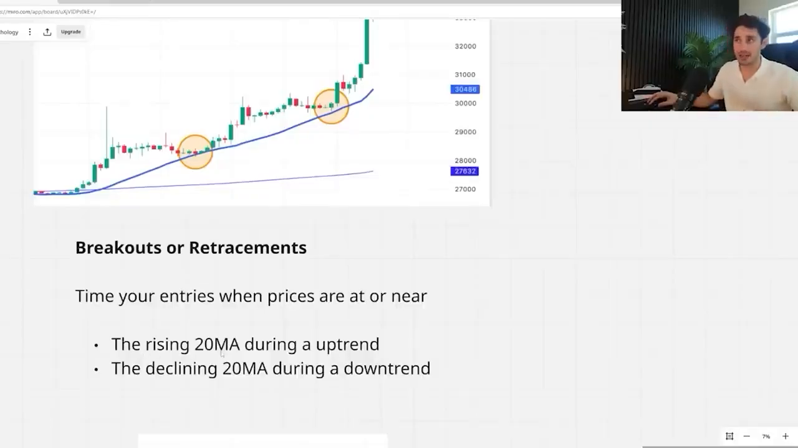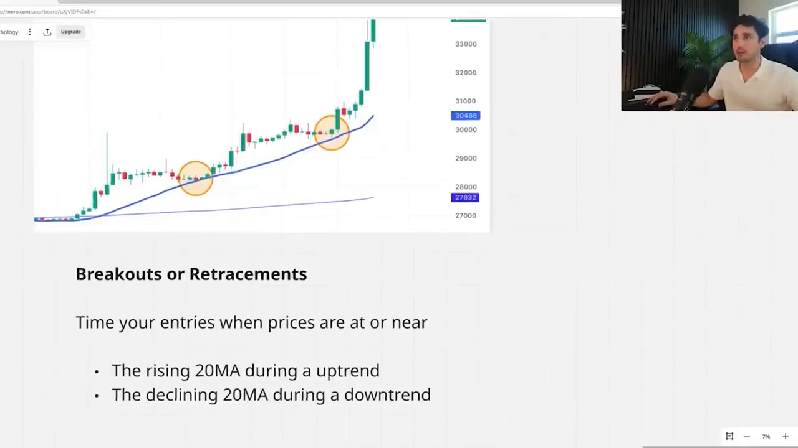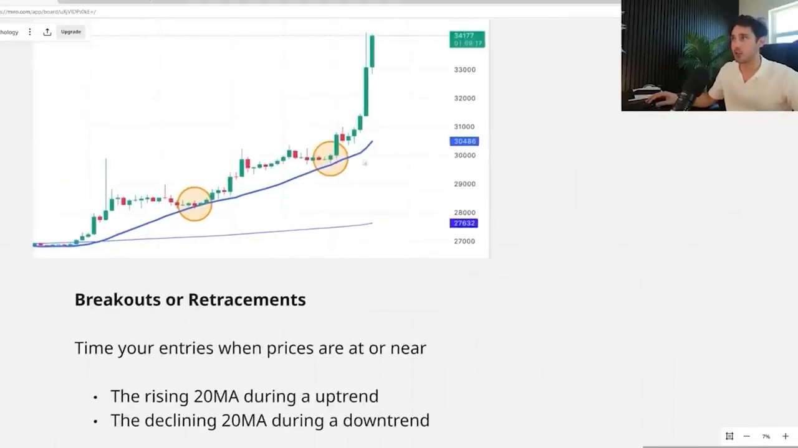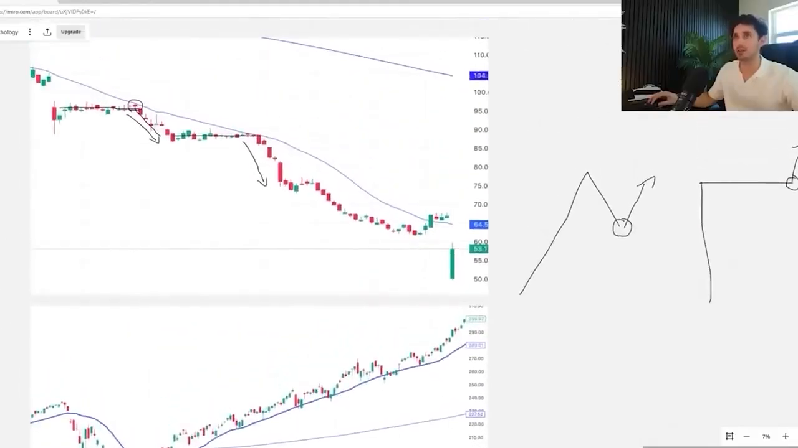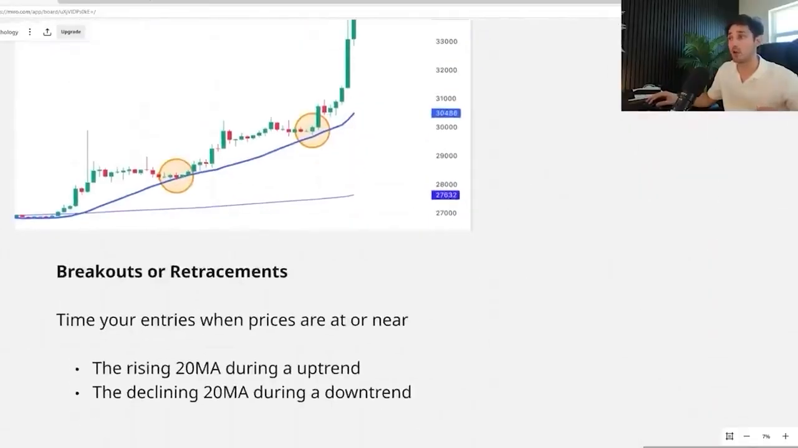So that's a rising 20 MA if it's an uptrend, like we have right here, rising 20 MA. We want to be buying at or near the 20 period moving average, right? And the opposite applies during a downtrend. You have a downtrend, we want to be buying, or in this case, shorting at or near the 20 MA, right? In this case, it perfectly touched the 20 MA, but you're not always going to get that.